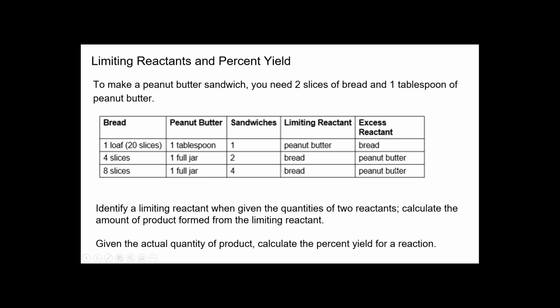and the peanut butter is the excess. So what we need to do now from balanced reactions is we have to identify a limiting reactant when we're given the quantities of 2 reactants. So this is the tip here. When you're given a word problem and you're given 2 reactants, the quantities, that's a limiting reactant problem. And I'll point that out again. Then from there, we figure out a percent yield.